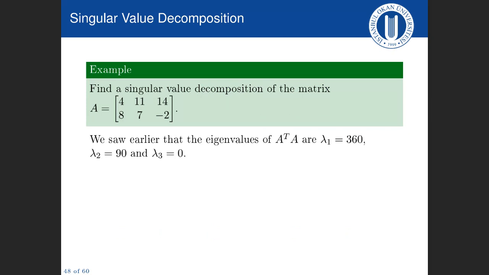Find a singular value decomposition of the matrix A is equal to 4, 11, 14, 8, 7, minus 2. This is another one we've looked at earlier. The eigenvalues of A transpose A are 360, 90, and 0. And just repeating myself again, the first eigenvalue is the biggest one. The second eigenvalue is the second biggest one, and the third eigenvalue is the smallest one.